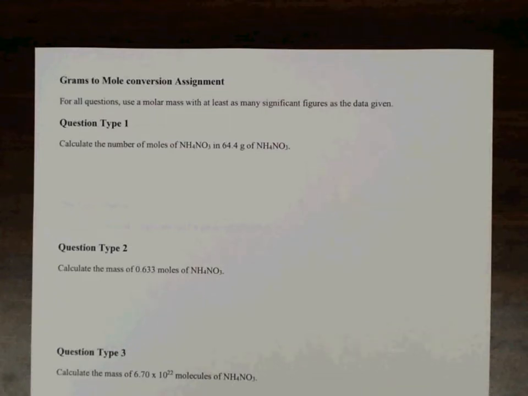you to use a molar mass with at least as many significant figures as the data given. All the data given here has 6 significant figures. I want to use at least 4 for my molar mass so that I don't lose any significant figures during my calculations. So let's go ahead and get a molar mass of ammonium nitrate first before we go any further.